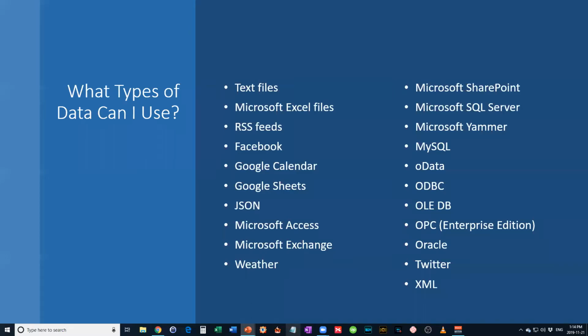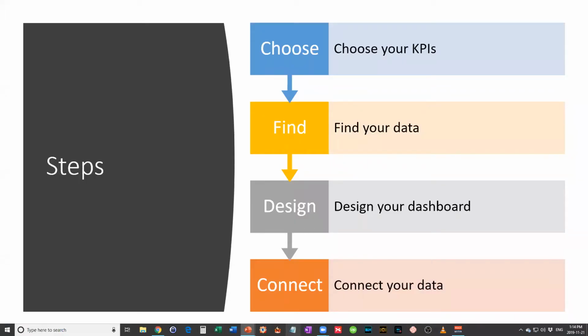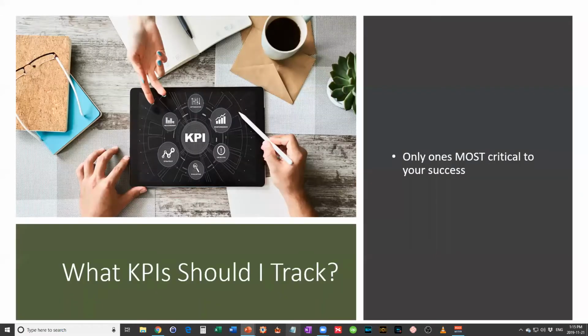So how do you do this yourself? So the first steps are to choose your KPIs, find where the data is for these KPIs, then design your dashboard, and then to connect your data. And it's key when you're going to choose KPIs. You want only the ones most critical to your success, the ones that are really going to make a difference, the ones that by monitoring them regularly, it's going to have an improvement in your business or your organization.